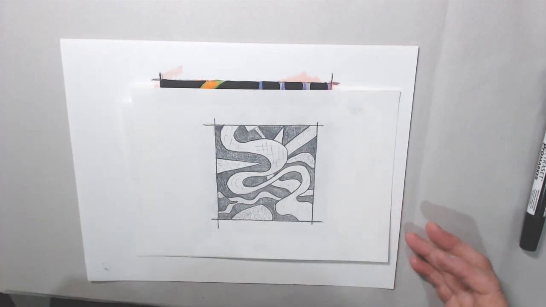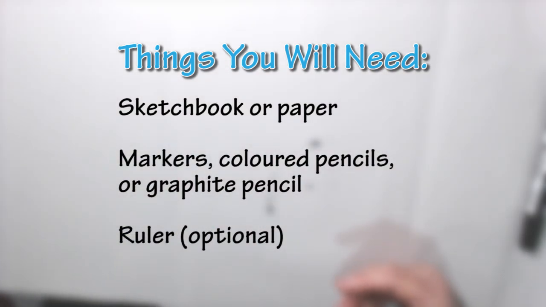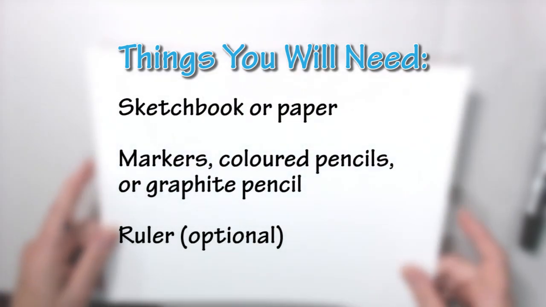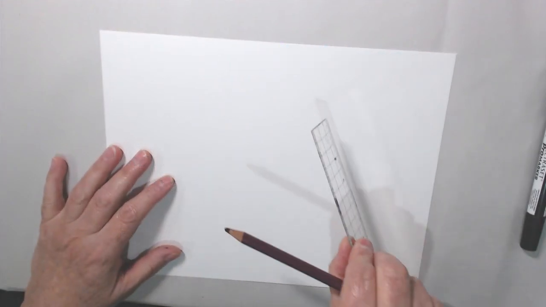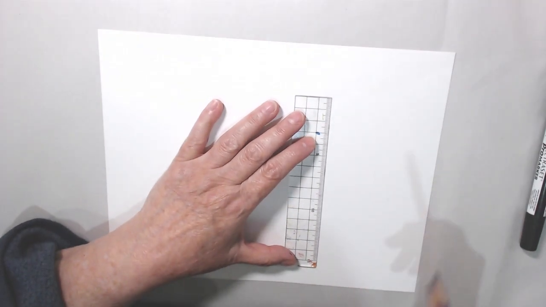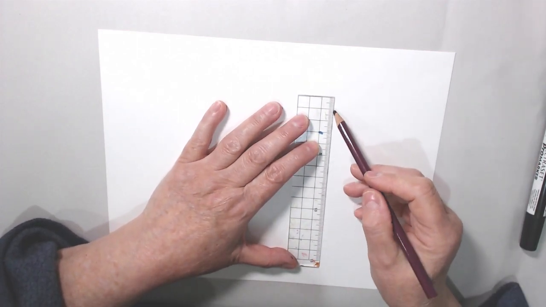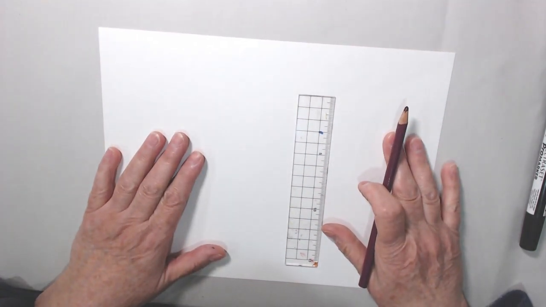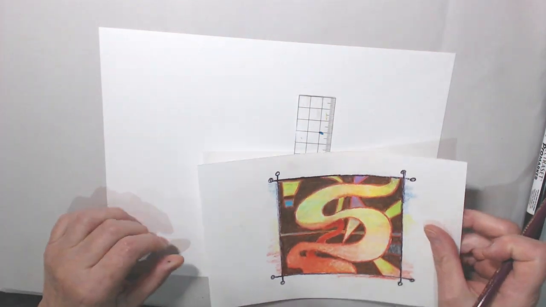Okay, so let's start. You're going to need your sketchbook. You're going to need some pencils, coloring pencils or graphite pencils. And the first thing that I'm going to do is to create a small frame for myself. You don't have to use a large sheet of paper. You can use a smaller size paper like that.